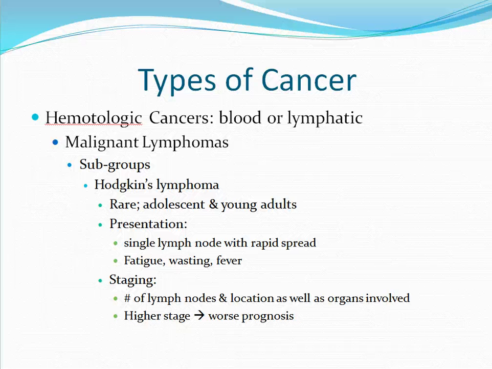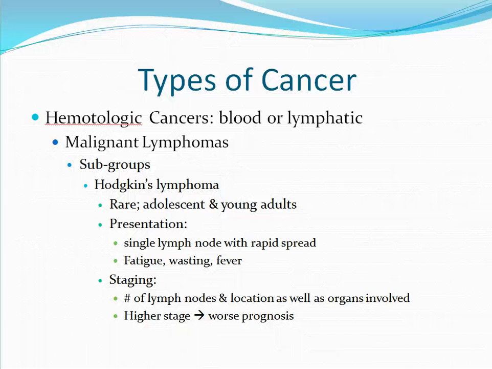There are two subgroups of these malignant lymphomas. The first is Hodgkin's lymphoma. This is a rare form of lymphoma, typical in adolescents and young adults. It presents typically as a single lymph node, usually in the cervical region, and then it very rapidly spreads systemically to the liver, the spleen, and other lymph nodes. You will see fatigue, wasting, and fever in these patients.